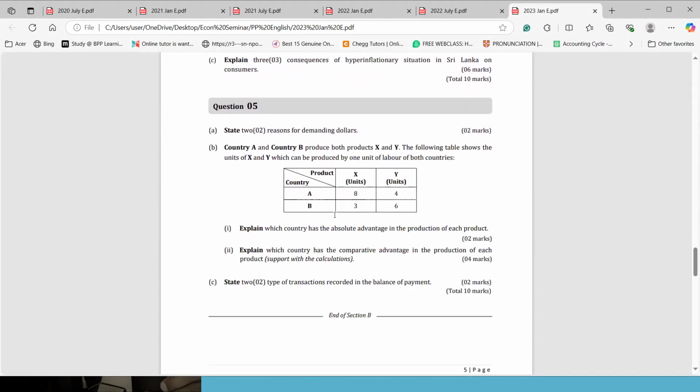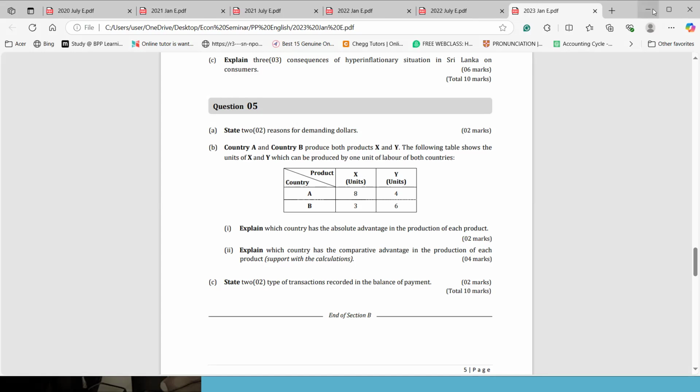Look, reasons for demand for dollars. Two reasons. Why do we demand dollars? To make payment for imports and invest in other countries, to make loan repayment or interest payment. Those are the reasons, right? Demand for dollars. Very easy. And absolute advantage, then comparative advantage, I'm not going to discuss. We have discussed it. Two types of transaction recorded in the balance of payment. That is the next part. We'll see the possibility to discuss this lesson.